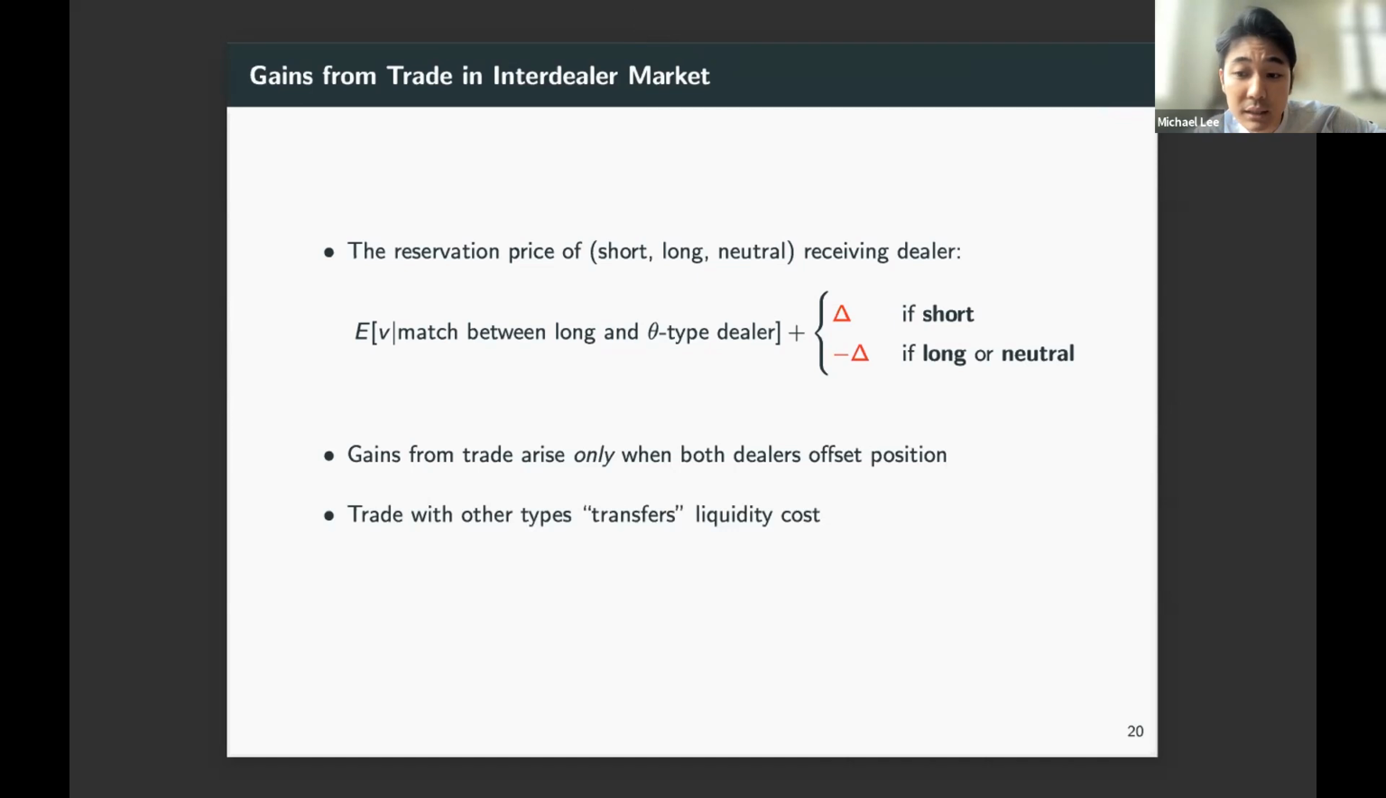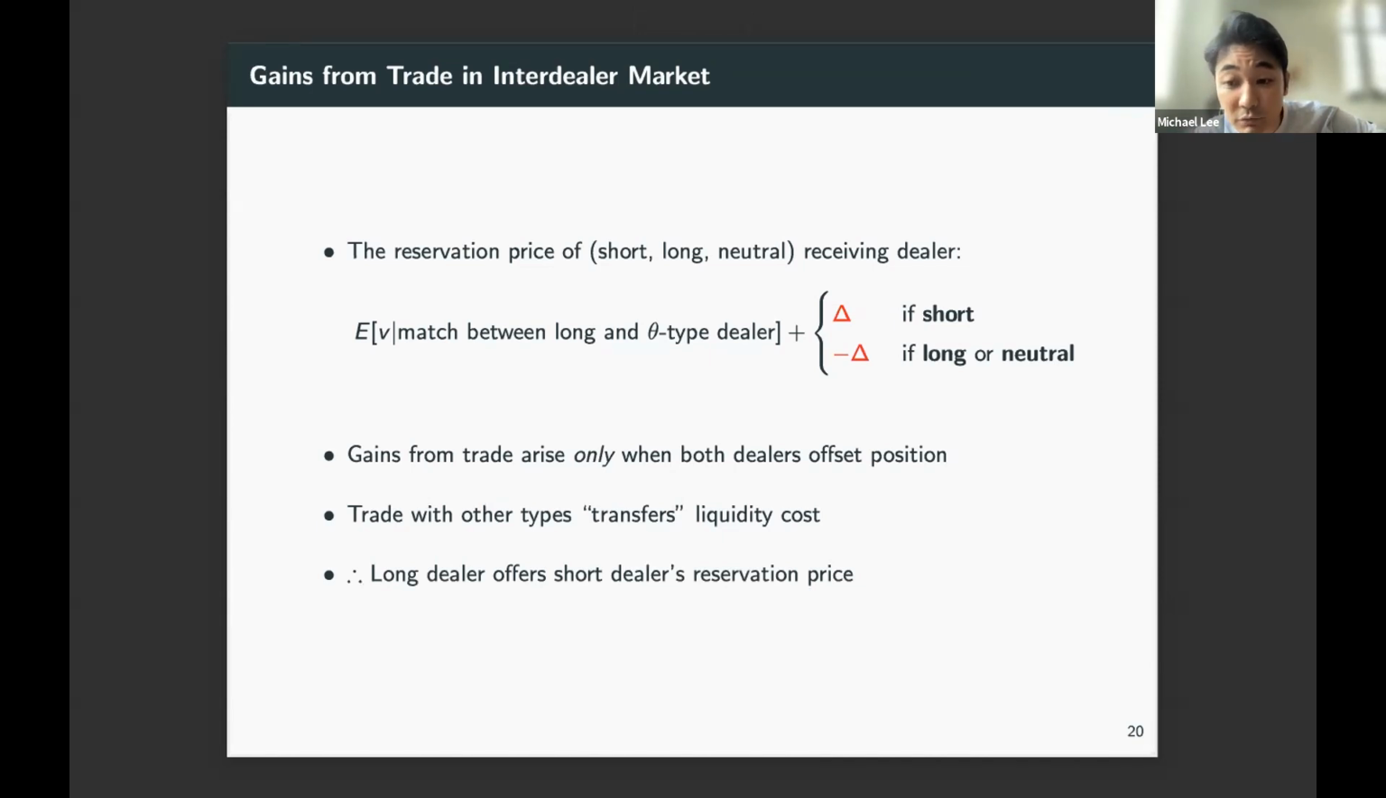And this means that they actually require an additional delta premium associated with the price in order to be compensated for taking on a larger position. So this implies that the long dealer wants to make an offer that's equal to the short dealer's reservation price. Also notice that even in the first component, the conditional expected value of V, the short dealer has the largest difference in beliefs with the long dealer.